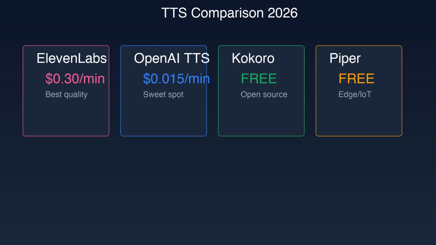The decision framework is straightforward. If you're transcribing recordings or podcasts after the fact, use Whisper. It's free and the most accurate. If you're building a real-time voice agent, Deepgram gives you the lowest latency. And if you need broad multilingual support, Google is your best bet.